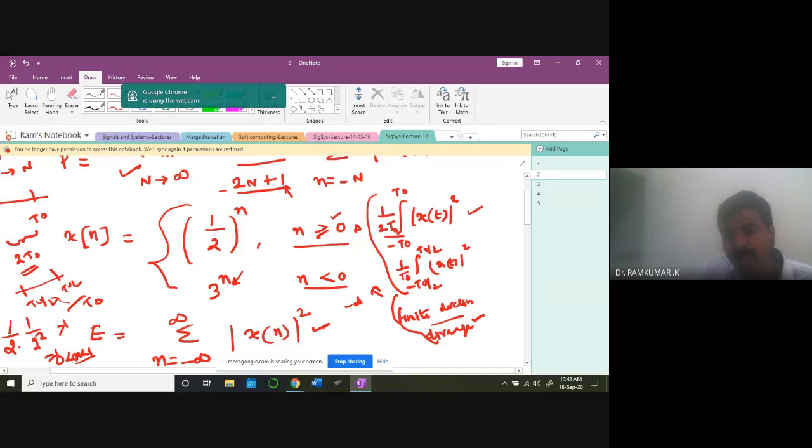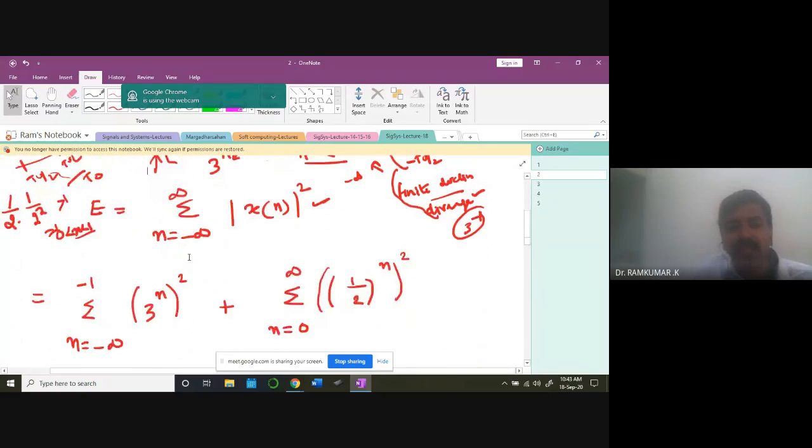This is 1 by 2. What about 3 power n when n is less than 0? That's going to be 3 to the minus 1, so that's going to be a 1 by 3 kind of signal. So again, that's also going to become a converging one. So naturally, the energy of the signal can be computed for this.